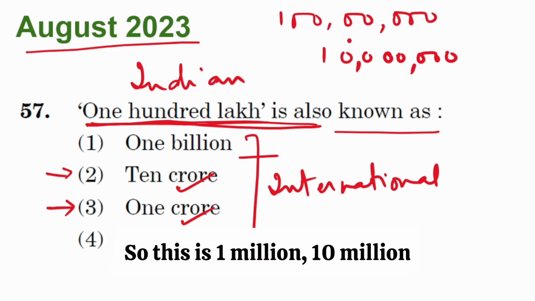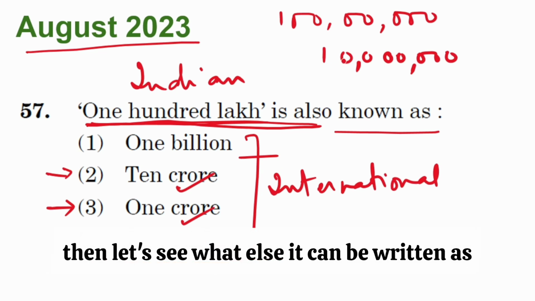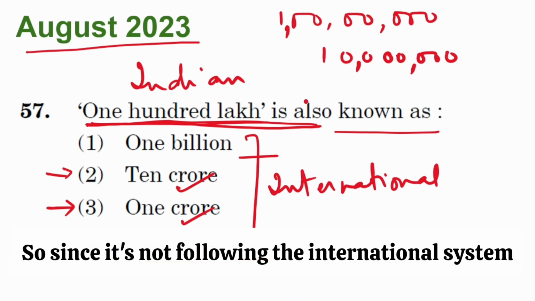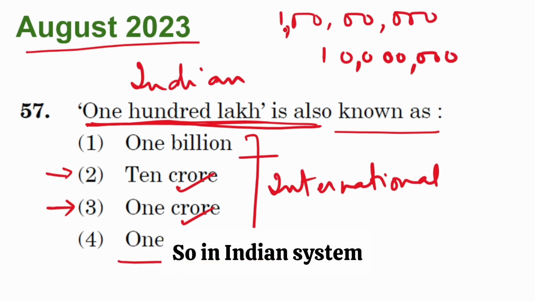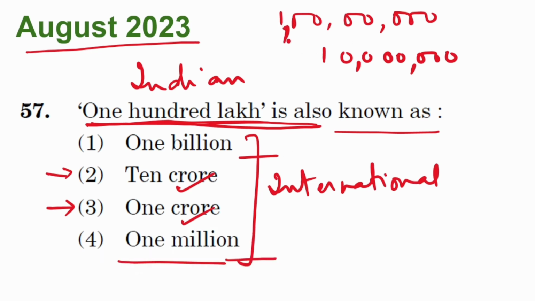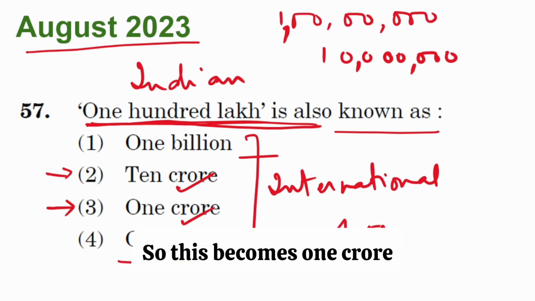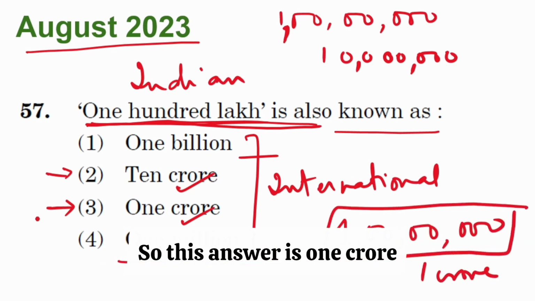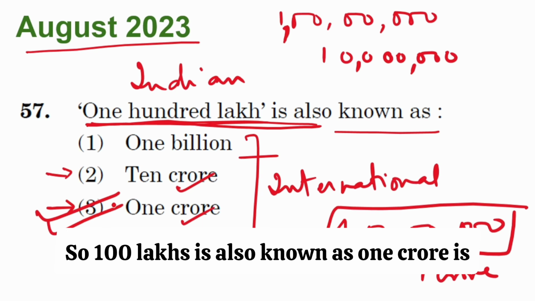Let's put it in the international system. So this is 1 million, 10 million. So 10 million is not an option. Then let's see what else it can be written as. Since it's not following the international system, let's see if the Indian system follows. In the Indian system, we always put a comma after 2 digits on the left hand side. So this becomes 1 crore. So this answer is 1 crore. So 100 lakhs is also known as 1 crore.